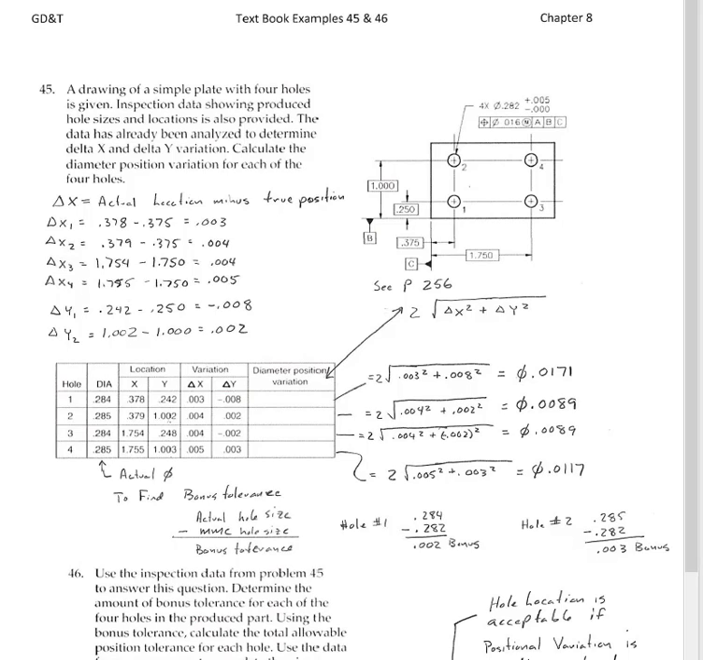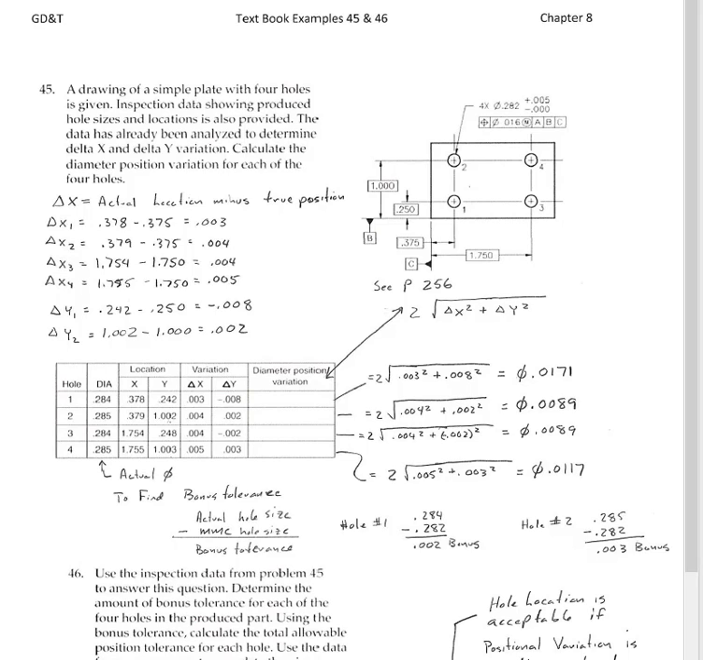It covers Objective 6, calculate the allowable bonus tolerance for a produced part on which a position tolerance is specified at MMC. And Objective number 7, use calculation techniques to verify whether produced hole locations meet specified drawing tolerance. This is a problem that was a lot like a problem on your Chapter 8 study guide, and I want to go over how to solve it.